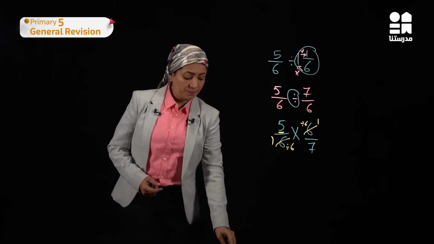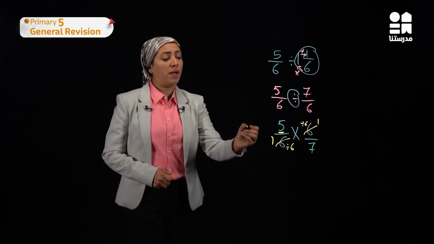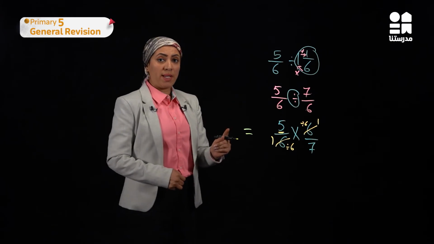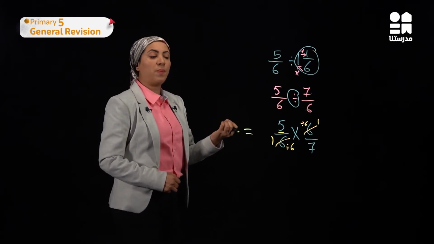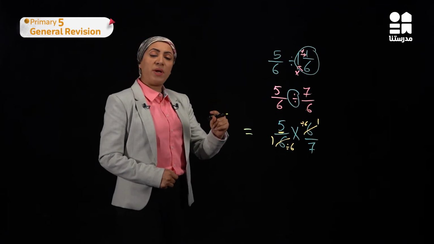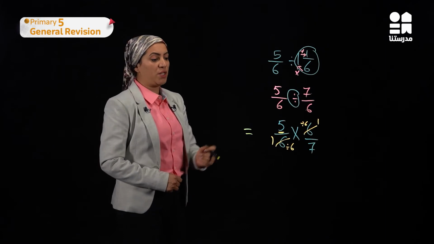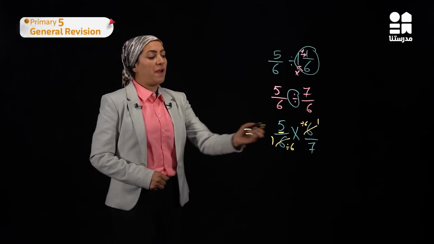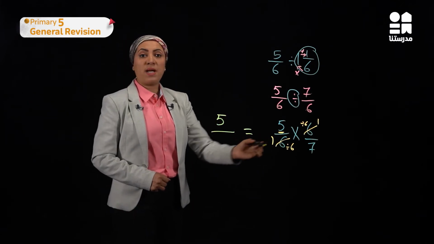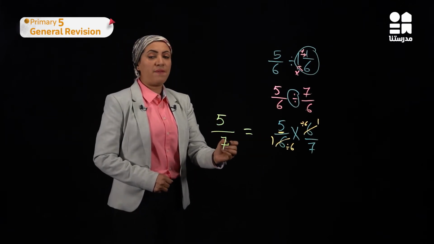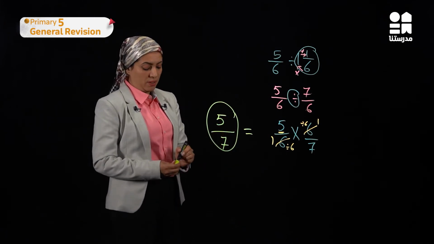No. Then I will write my final answer by multiplying. I multiply what is left for me. The numerator times the numerator and the denominator times the denominator. So here, 5 times 1 is 5 and 1 times 7 is 7. So this is my final answer.